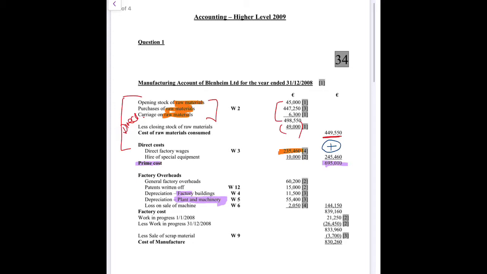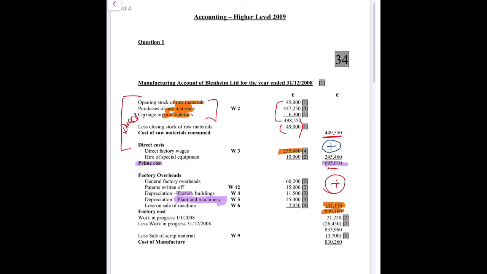Then we have our loss on the sale of the machine. Okay, so remember when we were doing this work and I had a bracket around it, and I only had the bracket on it because of the formula that I was using. So be careful. Some people in my class ended up having a bracket in here, but that's wrong because then they were taking it away. It's a cost. It is another expense. So you need to add it in with all the other costs. So make sure you're adding it in. Okay. So 2,050. And that's bringing your total indirect cost to €144,150, and you're adding that. Okay, you're still adding all of these costs together, so you're adding it to this figure here, 695, which brings your factory cost to €839,160.